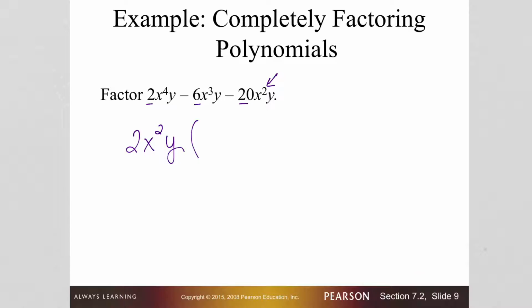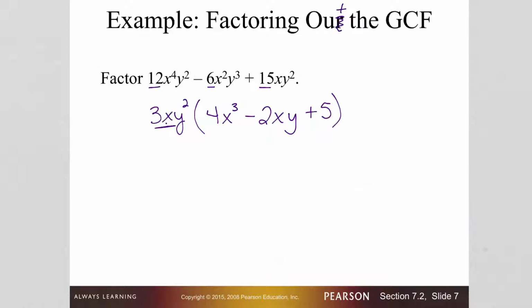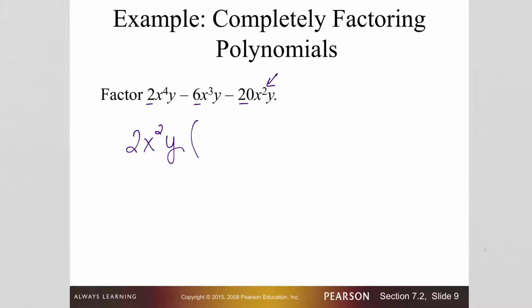So ask yourself, whoops, where'd it go? There we go. Ask yourself, what times 2 would give you 2? Okay, so I don't need any numbers there. You can put a 1 if you want, it won't hurt anything. What times x squared would give you x to the fourth? X squared. And I don't need any more y's, so I just have plain old x squared inside the parentheses. What times 2 would give you a negative 6? Minus 3. I need one more x there, and I don't need any more y's.